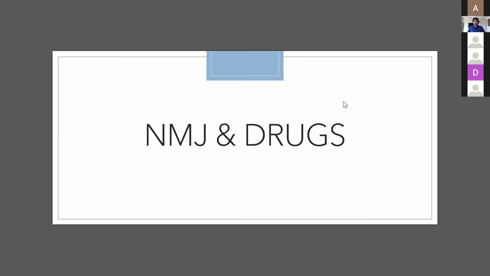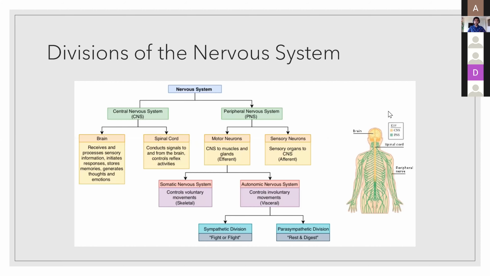Cool, that's covering drug action more from a theoretical level. Now we're going to have a look at the neuromuscular junction and the drugs that work there. So here's just a bit of a revision of the divisions of the nervous system, not quite pharmacology, but I think it's useful to have a look at.